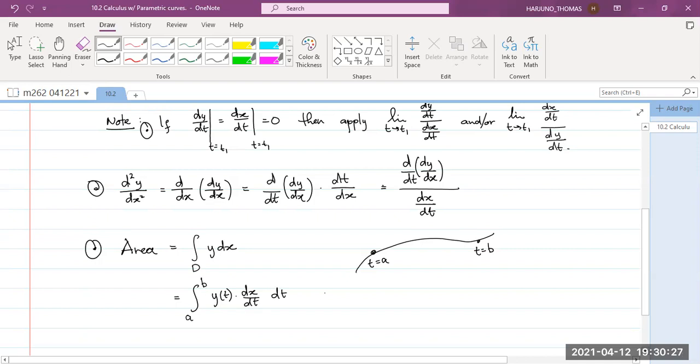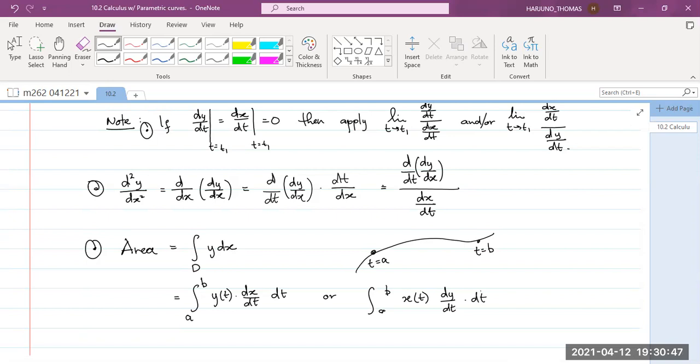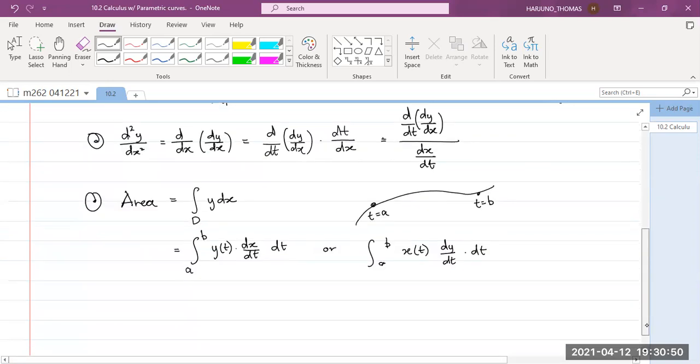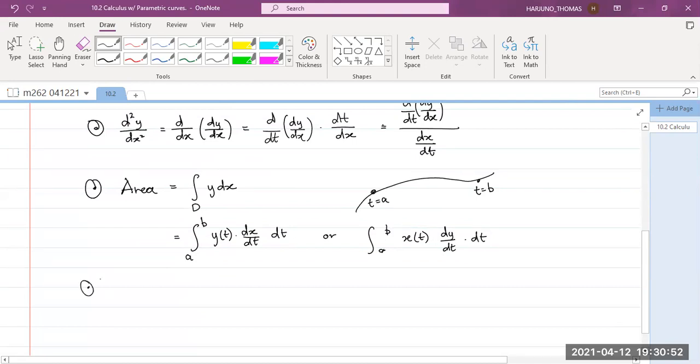Or you can also do the integral from a to b of x(t) dy dt times dt. That's the area under the curve. How about the arc length? I just give you all the formula, arc length. The arc length L is the integral of ds.